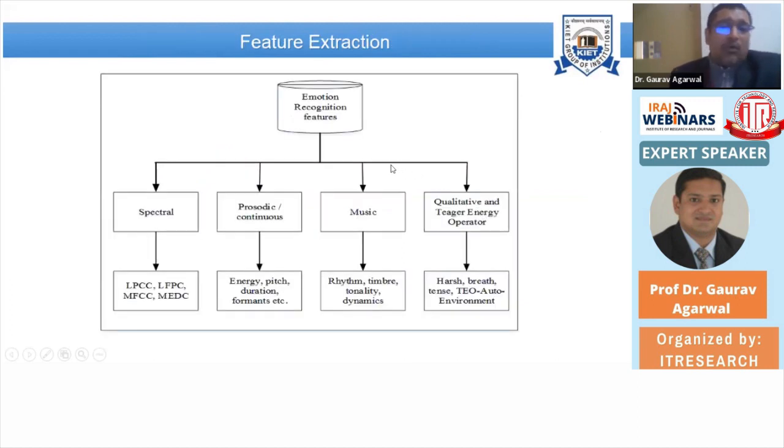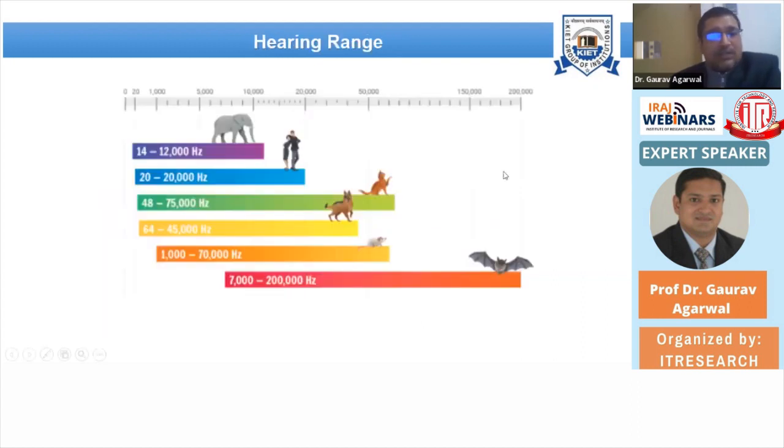When I'm talking about feature extraction done in emotion, we can have different types of features. They are spectral features, prosodic features, music, and qualitative features. Spectral features are the features that are related to frequency. Prosodic means time-domain based features. Because we are not dealing with music here, let's skip these two types of features and start with the spectral features.